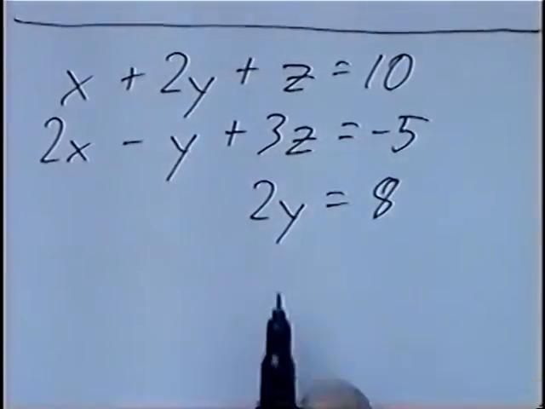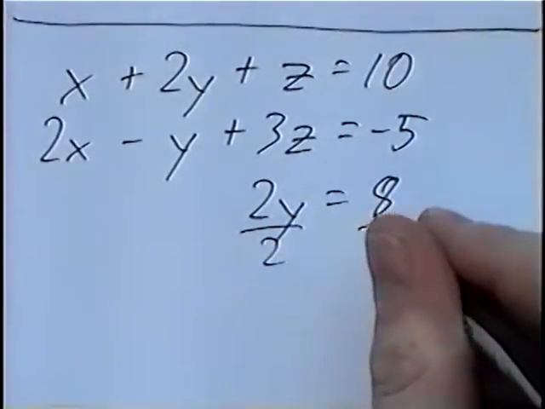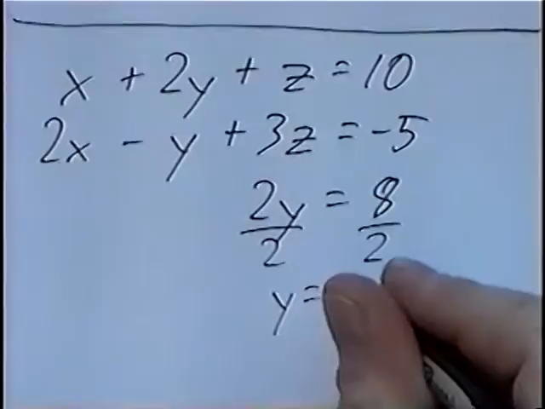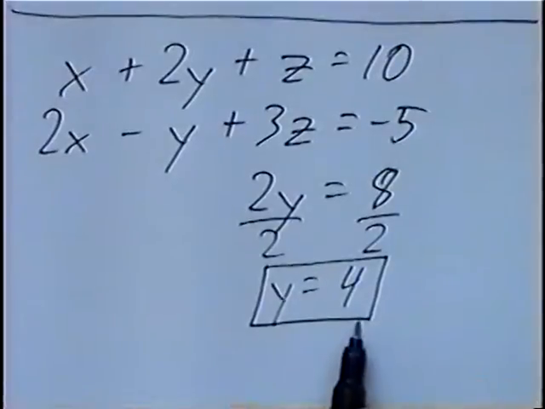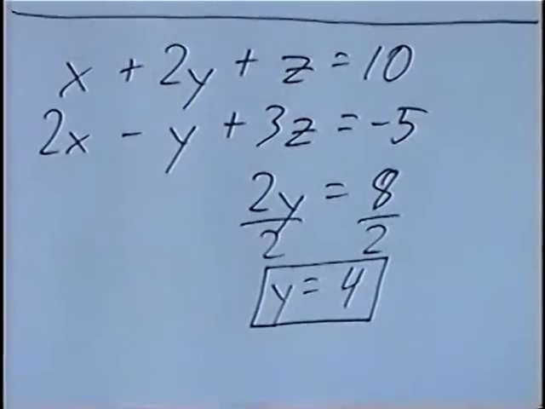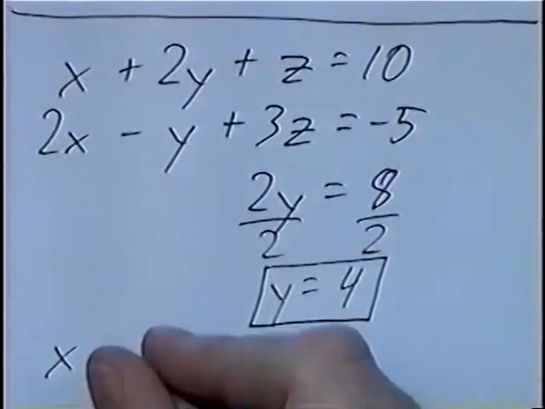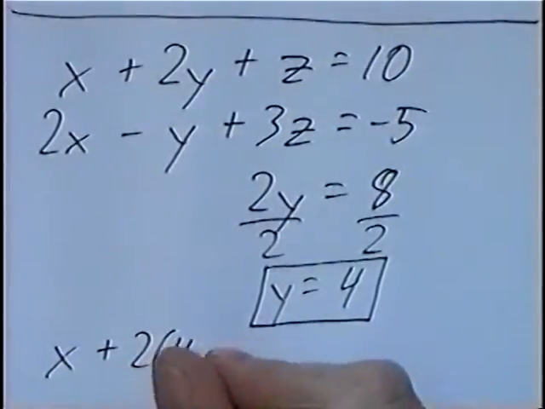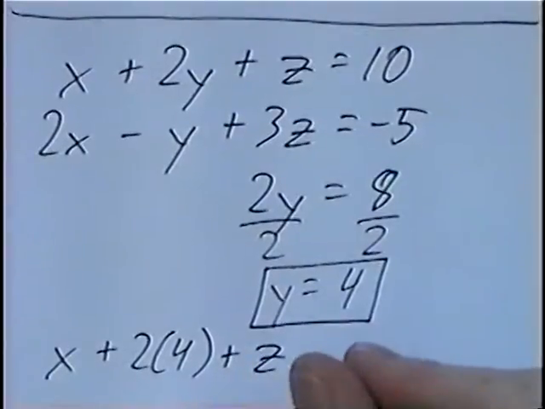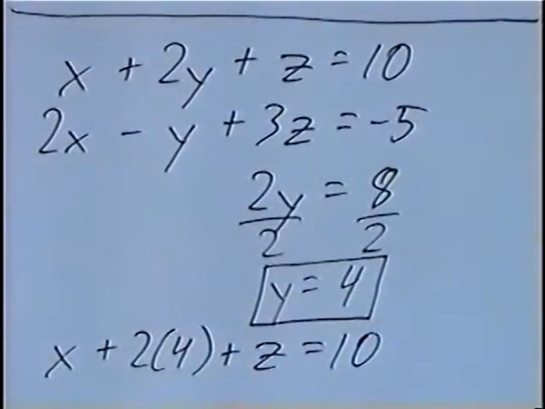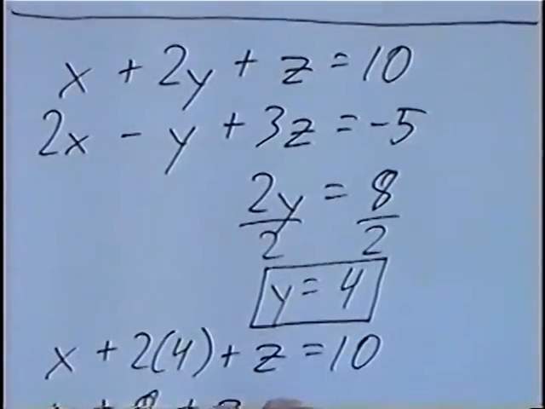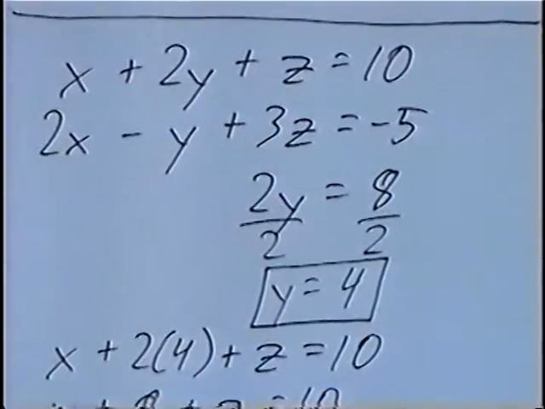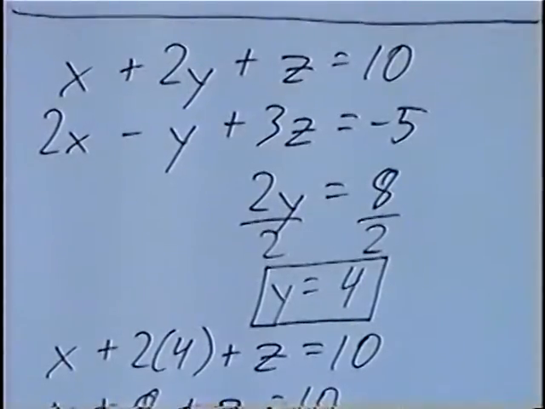Looking at the equations, the third equation we can solve by dividing by 2. And our first answer, y would equal 4. Once we know one variable, we can plug it back into each of the other equations. So the first equation would be x plus 2y, or 2 times 4, plus z equals 10. Solving this one, we'll have x plus 8 plus z equals 10. And subtracting 8 on both sides, we'll have x plus z equals 2.